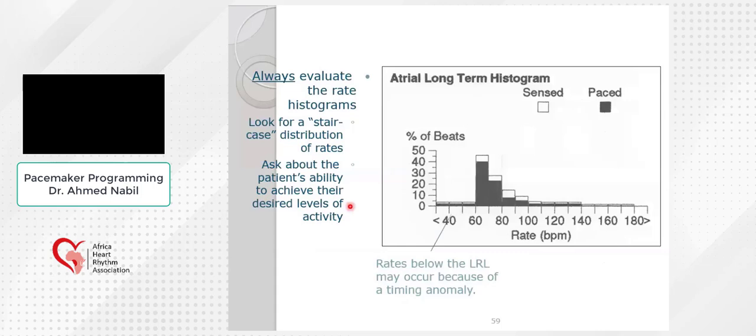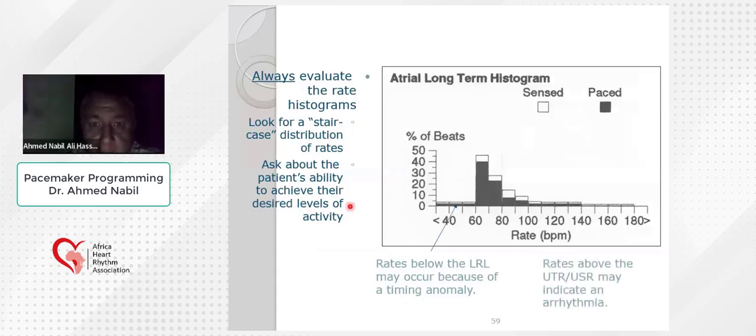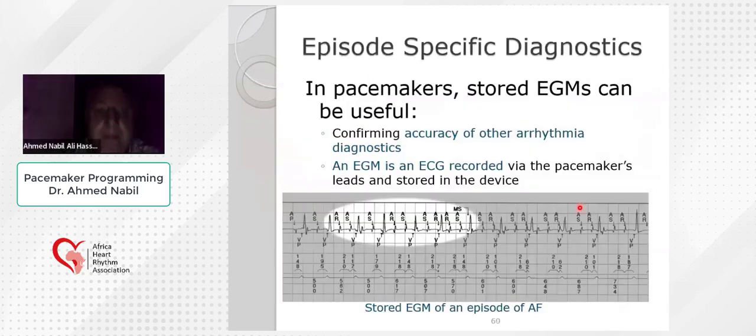This is an example of an atrial histogram in which most of the atrial rates were at 60 beats per minute or more, with few episodes with a rate less than the lower rate interval, and some atrial episodes that may indicate atrial arrhythmias if the rate exceeds the upper rate.